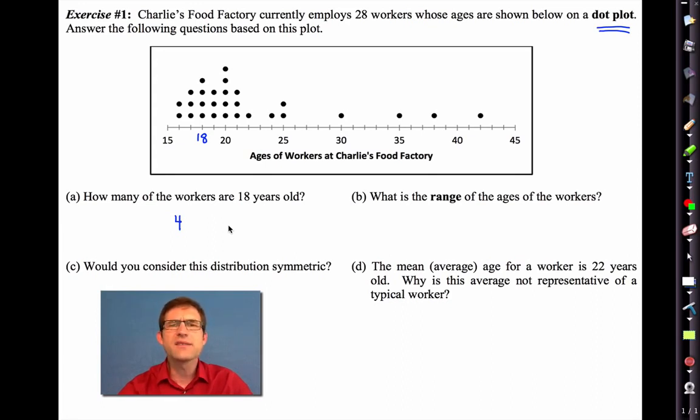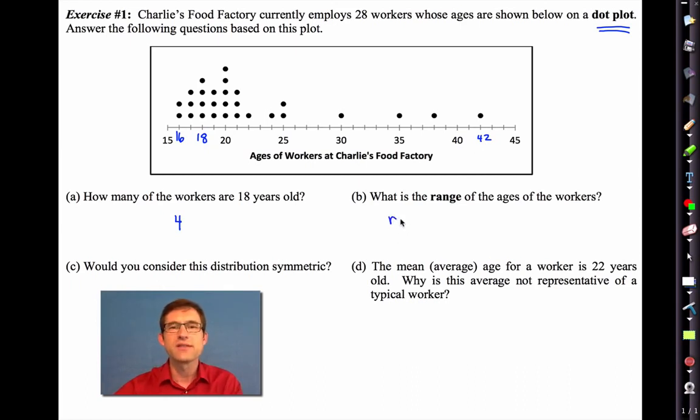Now, letter B gets into a more complicated piece of terminology, and one, unfortunately, that we've already seen in this course referring to a totally different thing. Letter B asks, what is the range of the age of the workers? That's really tricky for a variety of reasons. Number one, because we've already seen range, and it referred to the outputs of a function. That's not this. A lot of times people use range in terms of the real world by saying, well, the youngest person is 16, the oldest person is 42, so the range is 16 to 42.